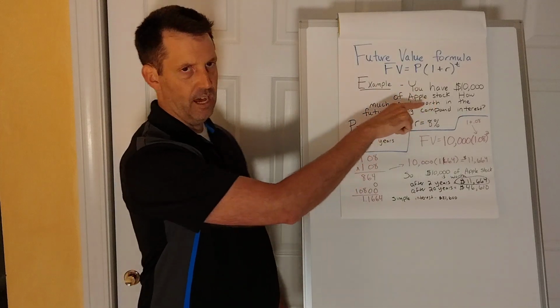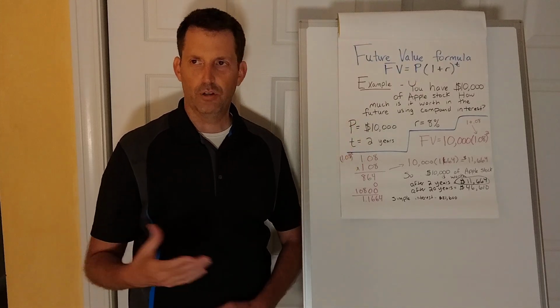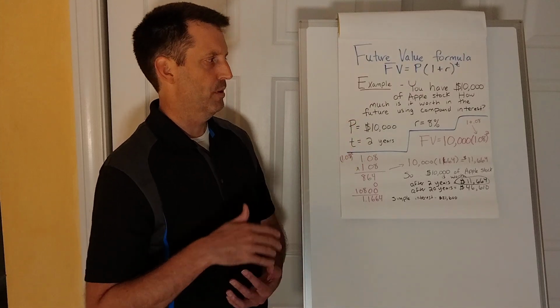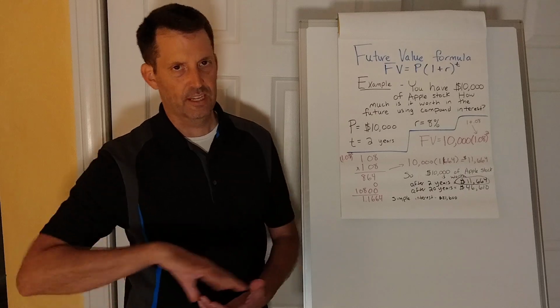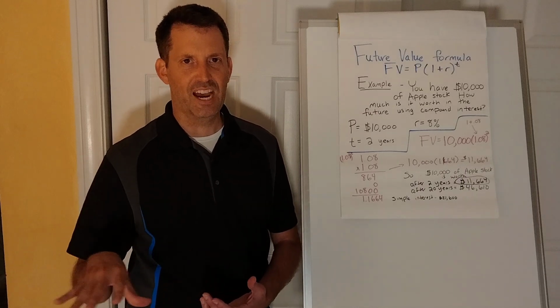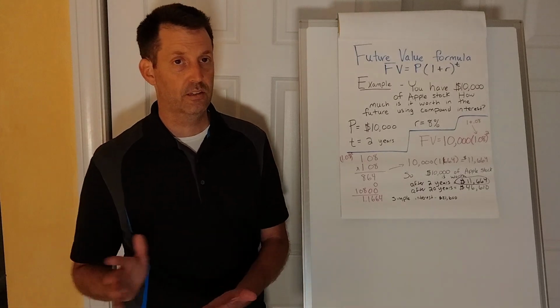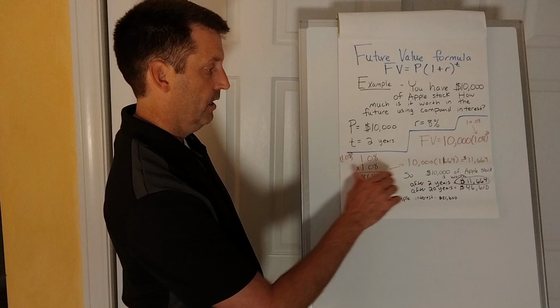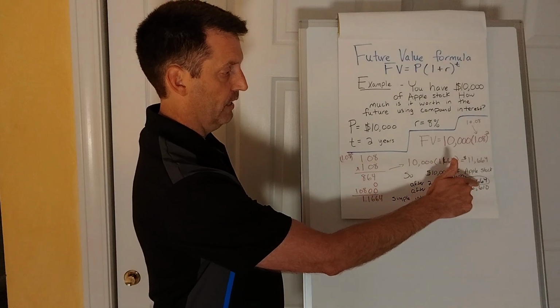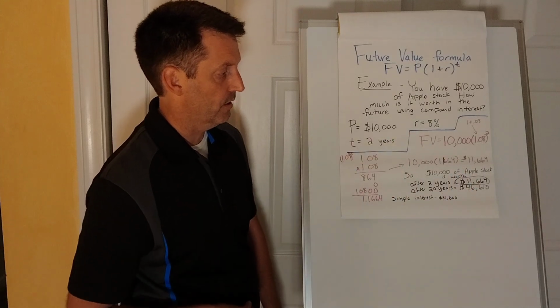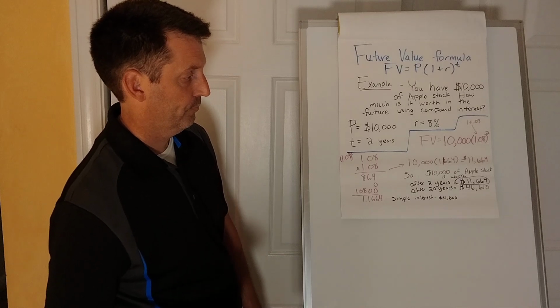So let's talk about what this means. Let's say you go to TD Ameritrade, you open up an account, you put in your $10,000, buy Apple stock, and over 2 years, it makes 8% a year. This is going to be compounded. You'll end up with $11,664.